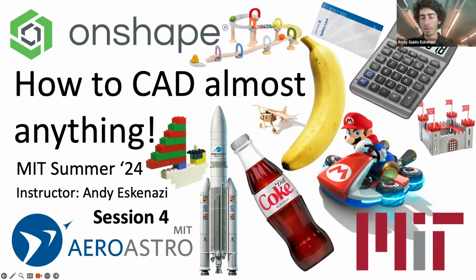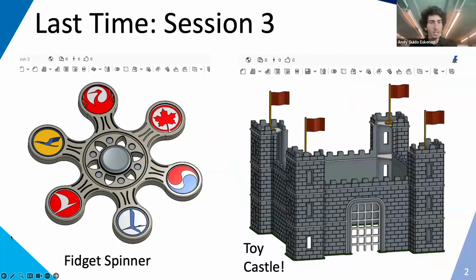I have already pre-recorded myself doing some of the demos with regards to some of the objects, so maybe I might skip those. I might do some other examples. I'm excited. Let's go ahead and get started with today's class. I'm going to go to the next slide. What we did last time, we worked on the fidget and the toy castle.